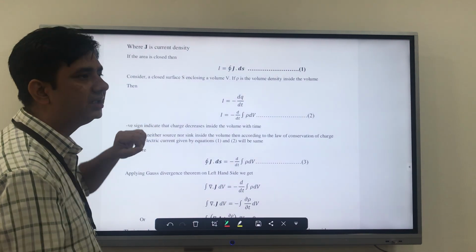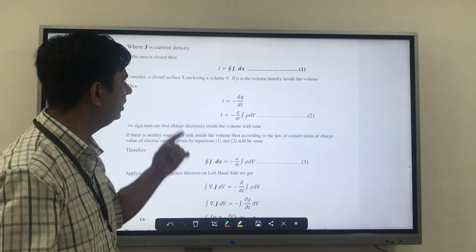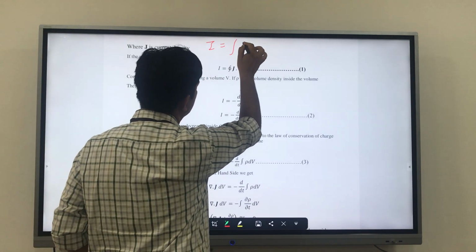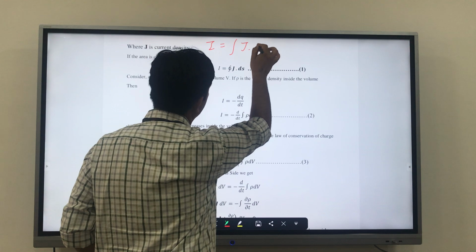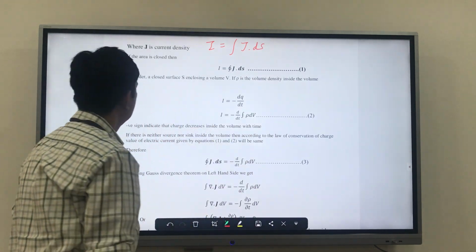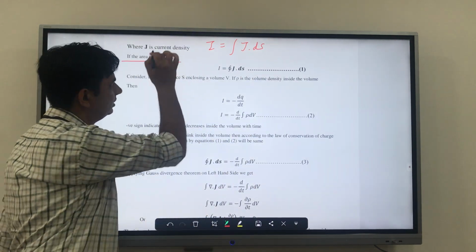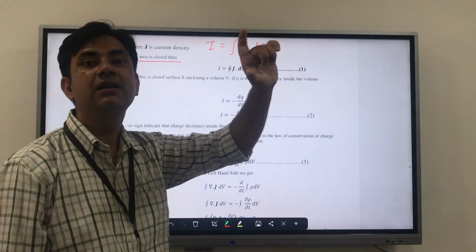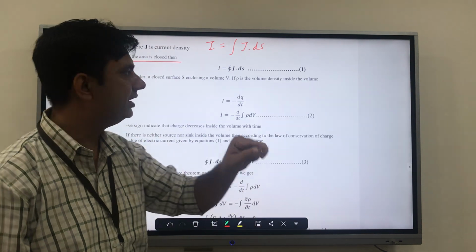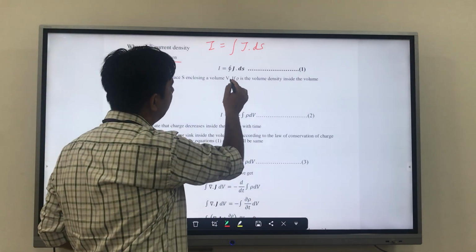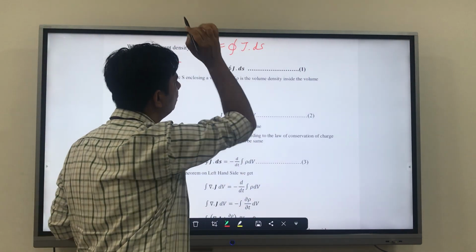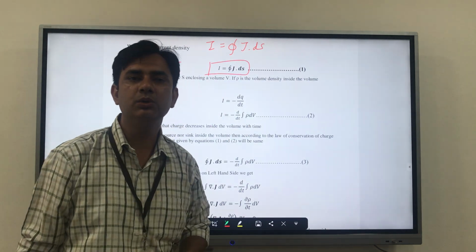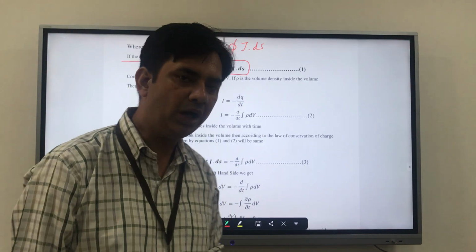So this is the concept of equation of continuity, and we know that I is equal to the integration of J dot ds in generalized form. If the area is enclosed, that integration gets converted into a closed integration, and we will write it as a closed integral. So I will be equal to the closed integral of J dot ds.